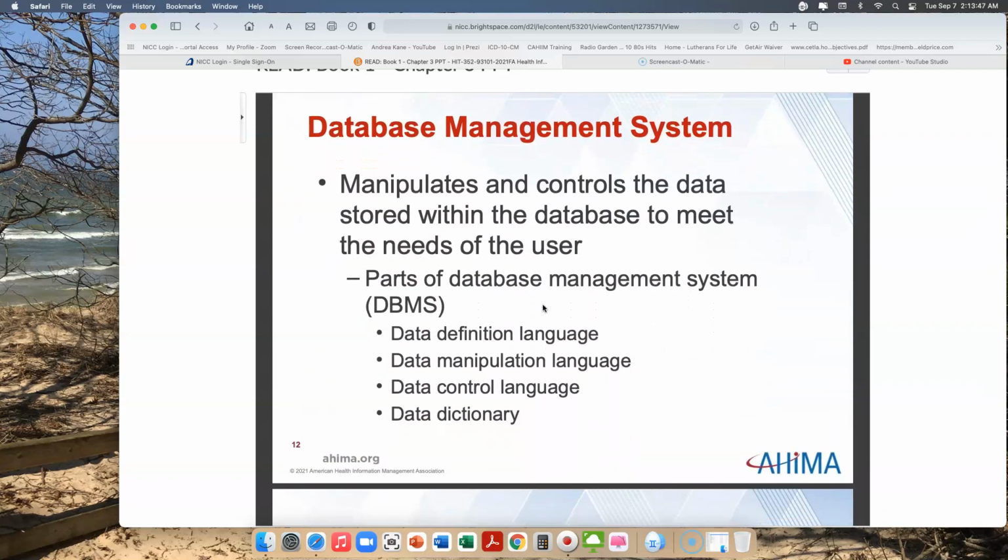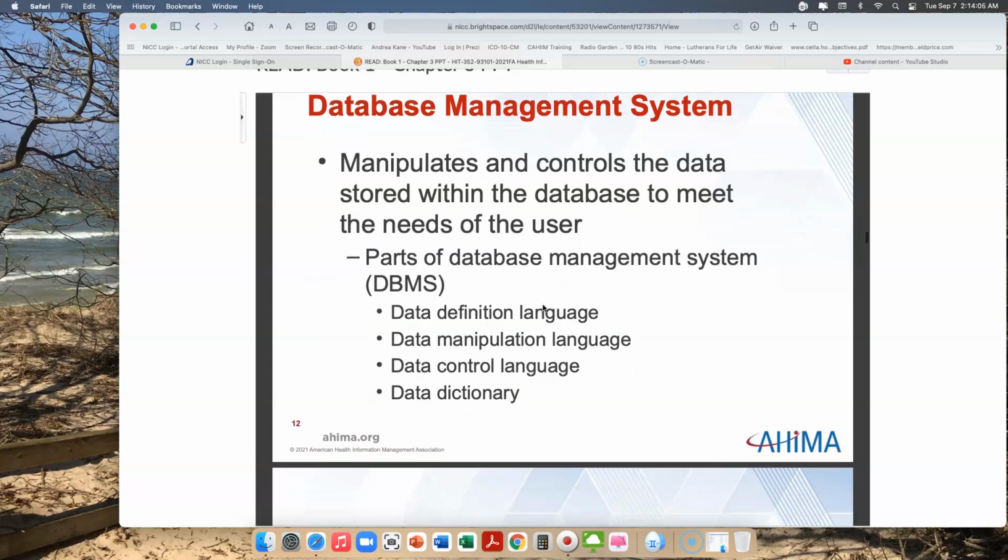So a database management system manipulates and controls the data stored within the database to meet the needs of the user. Parts of database management systems include data definition language, data manipulation language, data control language, and data dictionary. And you can find all of these in your book in this chapter.